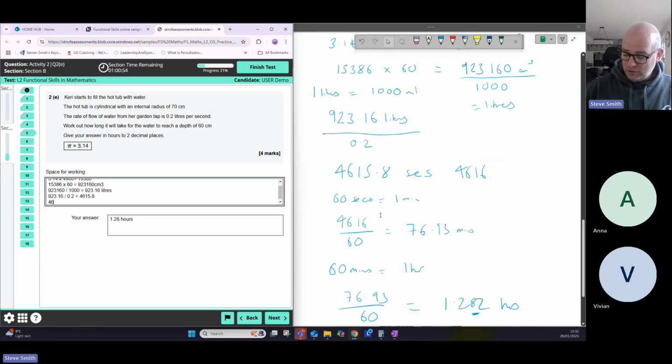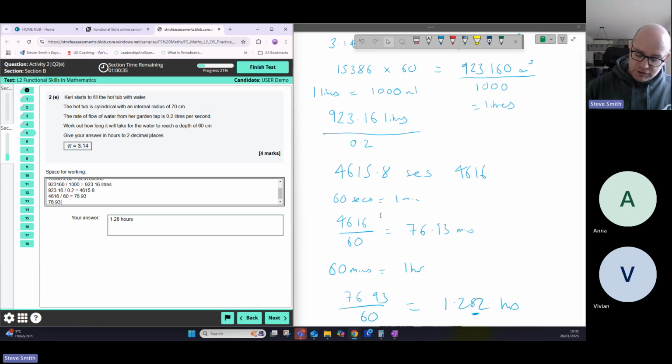Probably would have made no difference. 4616 divided by... Could we divide it by something else? Yeah, we could have. I'll tell you in a second. We divide it by 60 first, equals 76.93, and then we divided 76.93 again. Sometimes when you're reducing things twice, it's quicker to multiply the reducer by the reducer.